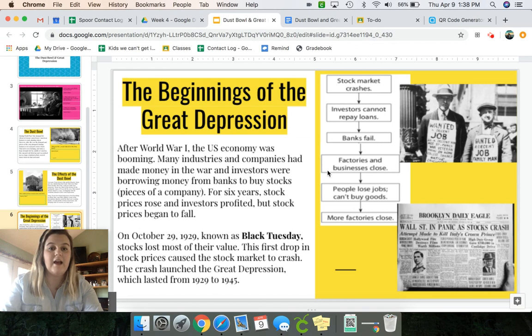And this is going to last 16 years, so longer than y'all have been alive. There's just no money anywhere. The unemployment rate is like 30%. People are losing their homes. People start trying to sell their children to make money because they can't afford to feed them. It just is really bad.